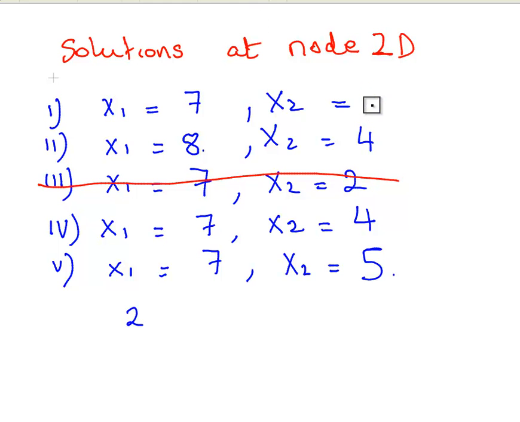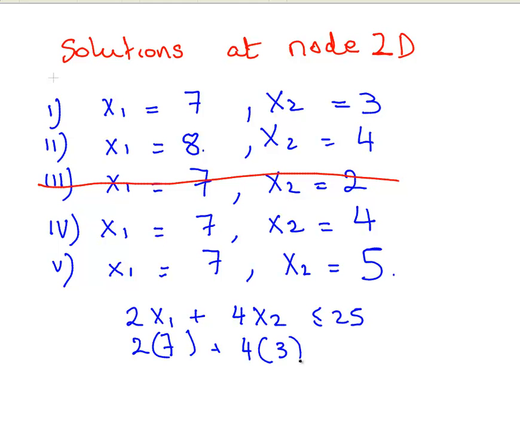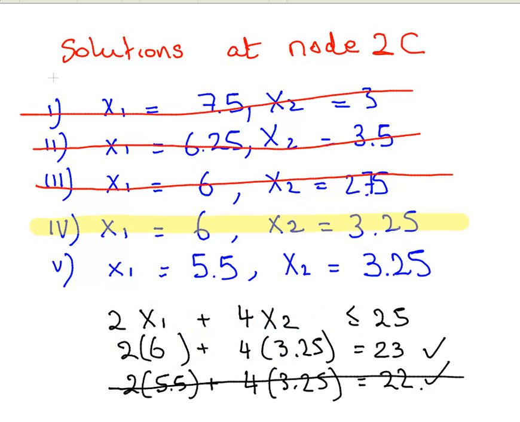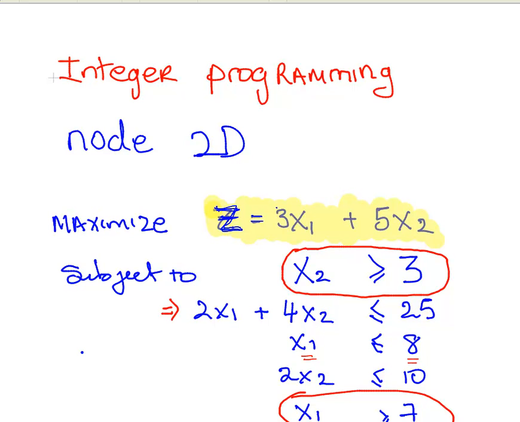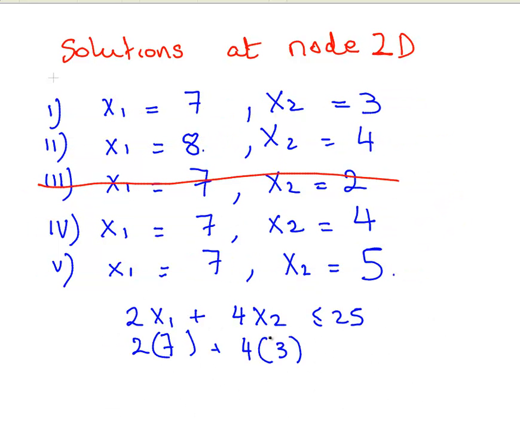I just realized one there is a carbon copy of the other. So 7 and 3. All we're going to do is check 2x1 plus 4 times x2, is that less than or equal to 25? So 2 times 7 plus 4 times 3. Let me just check that, because I think I've made a mistake. A bit of bad mental arithmetic, sorry. That's equal to 26. No good. I just got a little bit of a panic attack there.